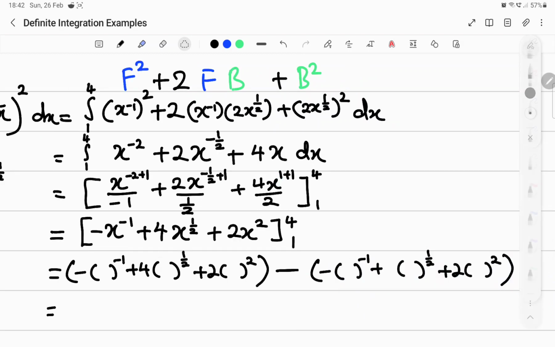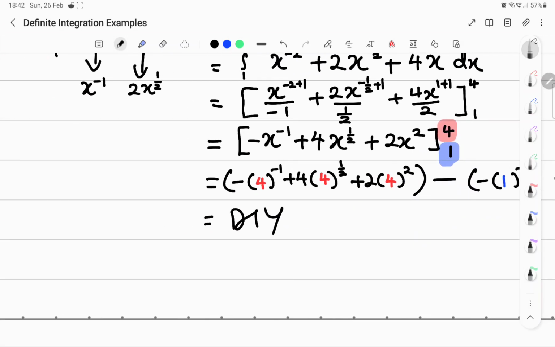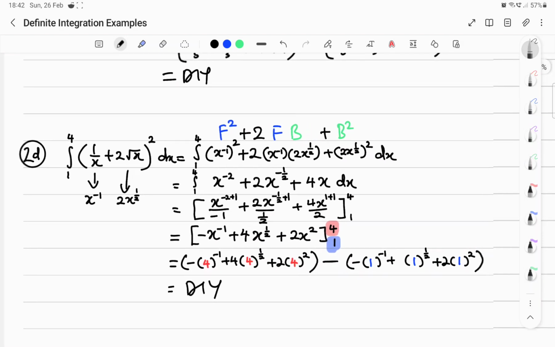Now, what is our upper limit? 4. So, replace the first brackets by 4. Now, what is our lower limit? 1. So, we are going to replace all the empty brackets with 1s. Then, what is the value? You calculate with your calculator. Do it yourself.